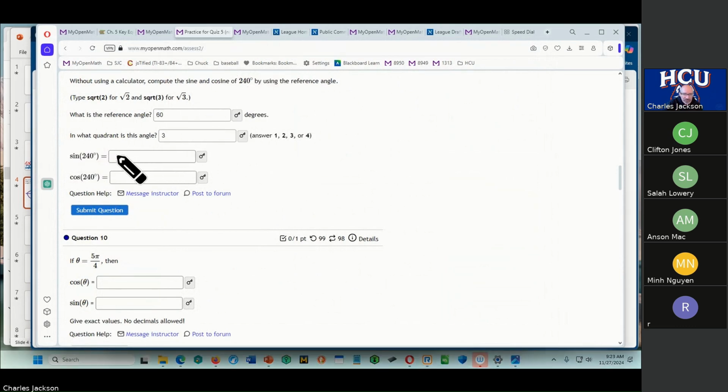Okay, I'll use your pen. Negative square root of 3 over 2. Yeah, see how terrible that is?